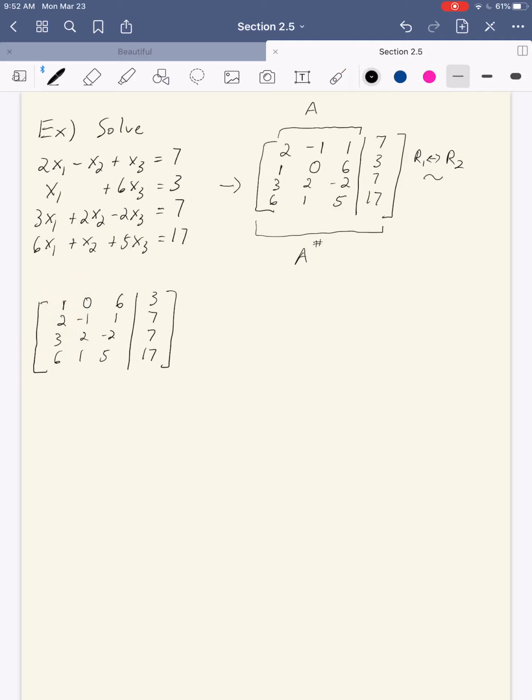Now, what I would recommend here is that as you get more comfortable with this, you can do several operations at once. So on the next one, we're going to take row 2 and replace it with row 2 minus 2 row 1. That will help us remove this one right there. But we can also take row 3 and replace it with row 3 minus 3 row 1. And we'll take row 4 and replace it with row 4 minus 6 row 1.